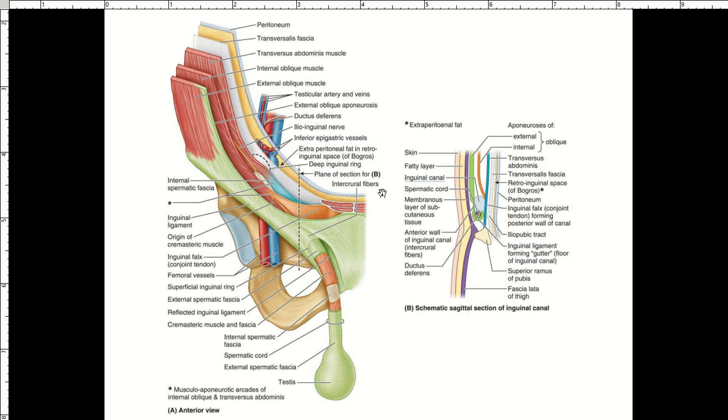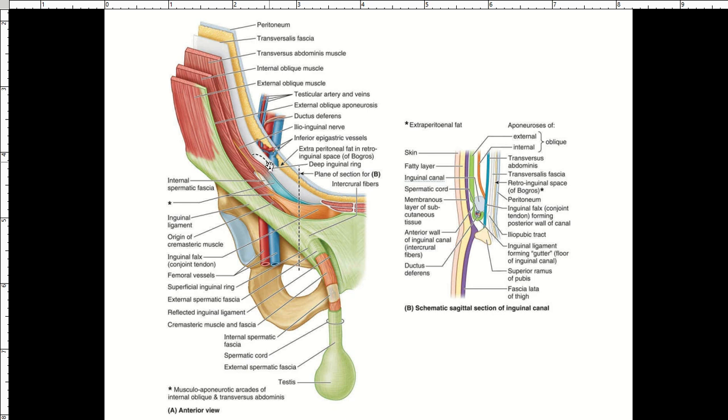Wow, this is a beautiful diagram. So let's take a look and summarize what we have already done. This is the deep inguinal ring, lateral to the lateral umbilical fold. The lateral umbilical fold is made by the inferior epigastric vessels.